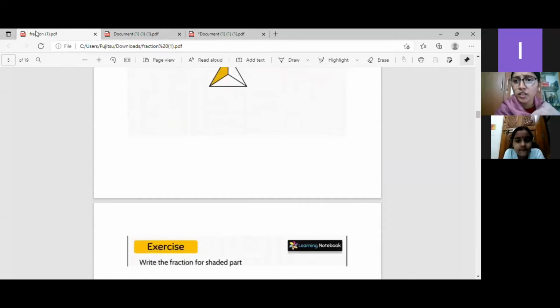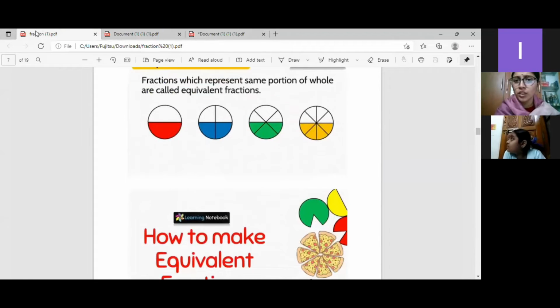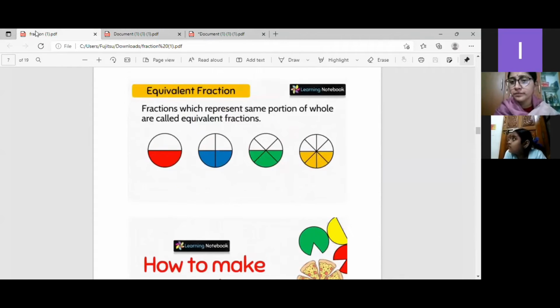First tell me, what is the meaning of equivalent? Last time I told you. What is the meaning of equivalent? Harshika, just tell me what is the meaning of equivalent. Equivalent means fractions that represent the same portion of a whole are called equivalent fractions. Okay, you are telling the definition that I showed you. The simple meaning, what you understand by equivalent. Equivalent means two fractions which have the same value.